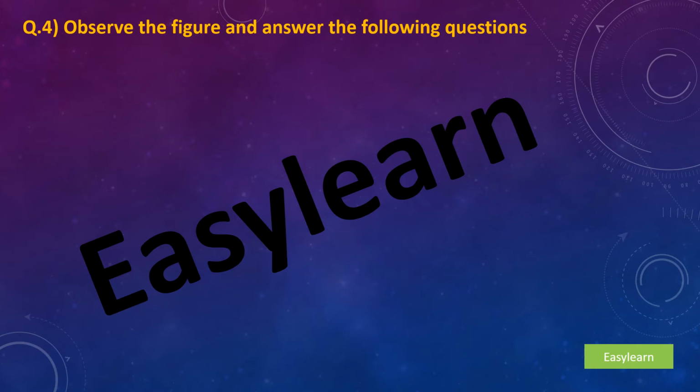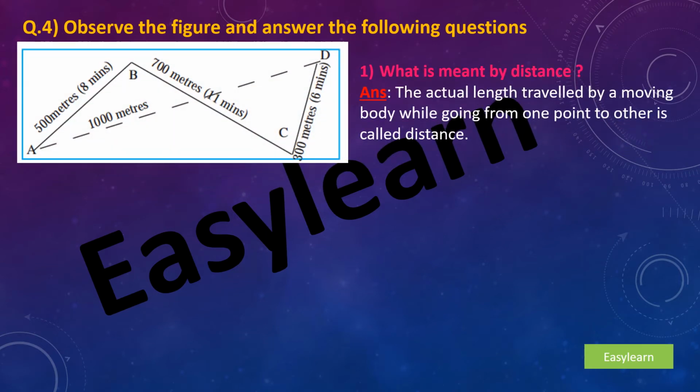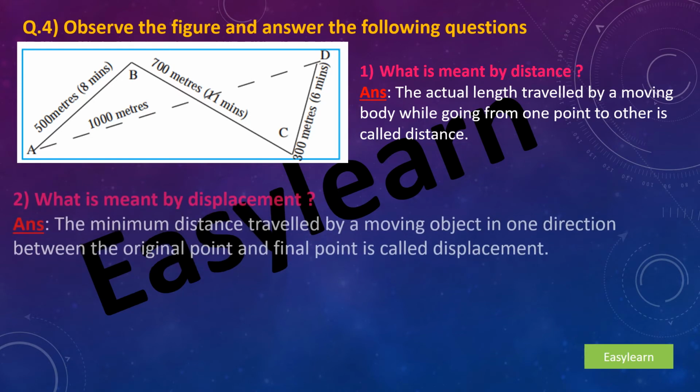Observe the figure and answer the following questions. First, what is meant by distance? Answer. The actual length traveled by a moving body while going from one point to the other is called distance.